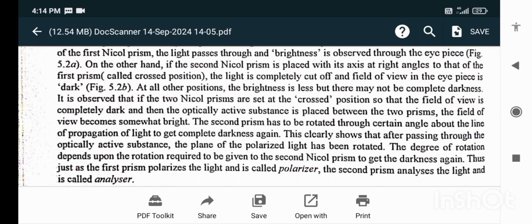This clearly shows that after passing through the optically active substance, the plane of the polarized light has been rotated. The degree of rotation depends upon the rotation required to be given to the second Nicol prism to get the darkness again. Thus, just as the first prism polarizes the light and is called polarizer, the second prism analyzes the light and is called analyzer.